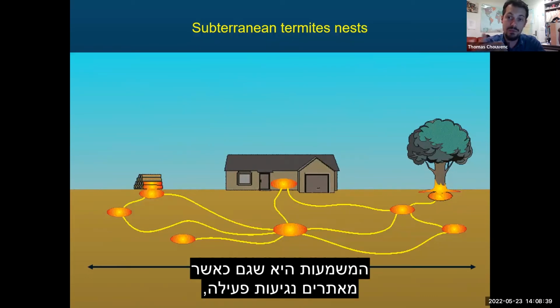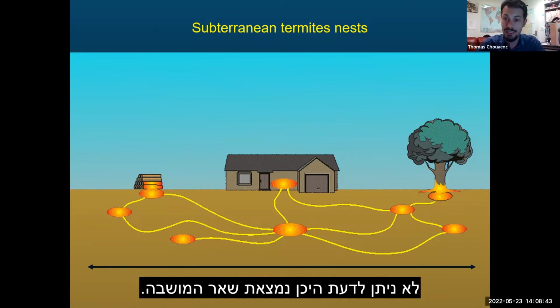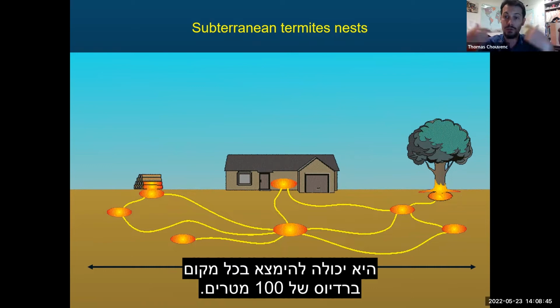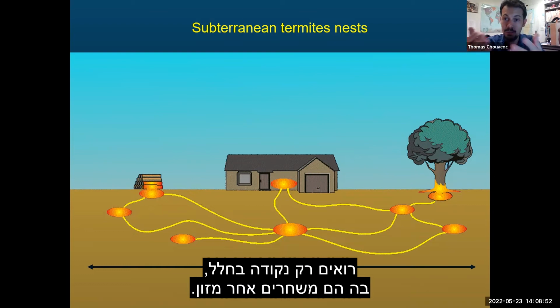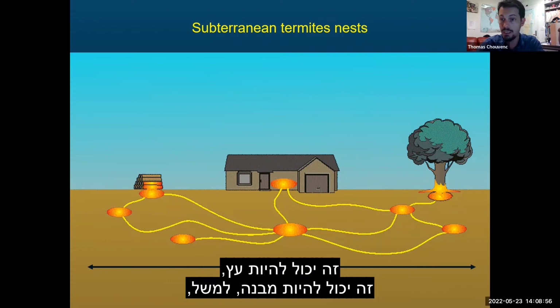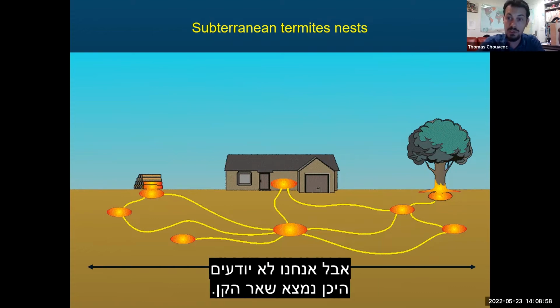So this means that when you find an active infestation, you don't know where the rest of the colony is. It can be anywhere within a 100-meter radius. You don't know where the king and queens are. You don't know where the rest of the brood is. You simply see a point in space where they are foraging. It can be a tree, it can be a structure, for example.